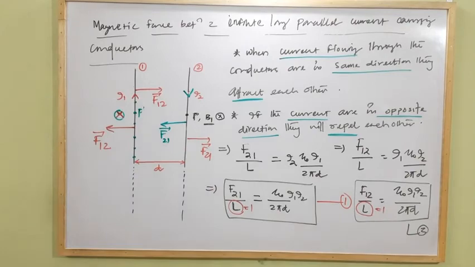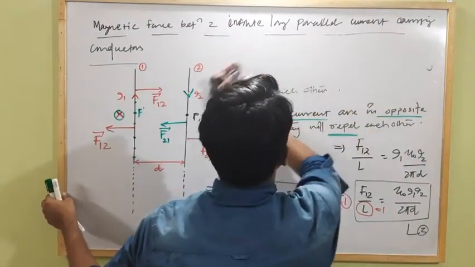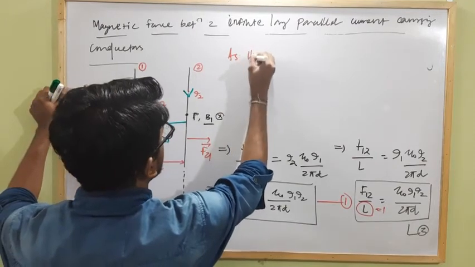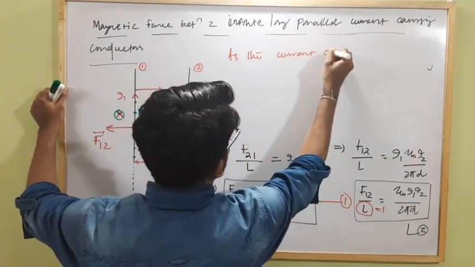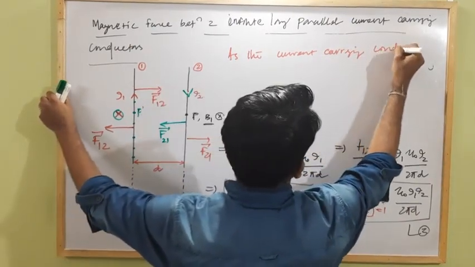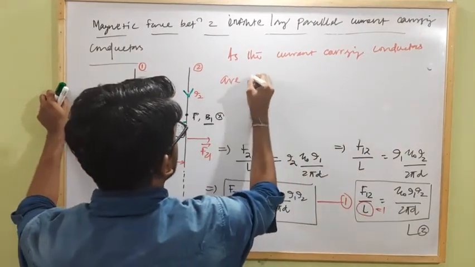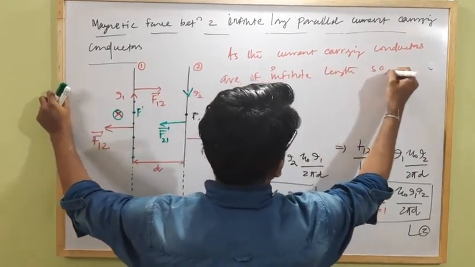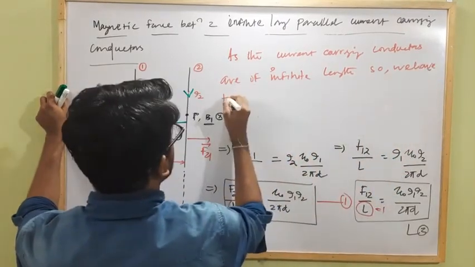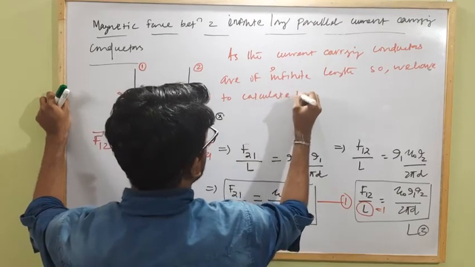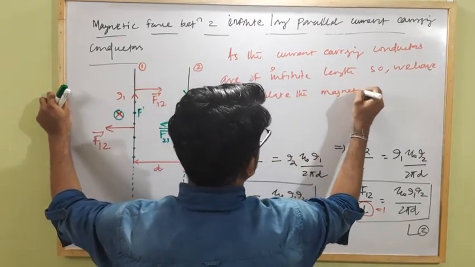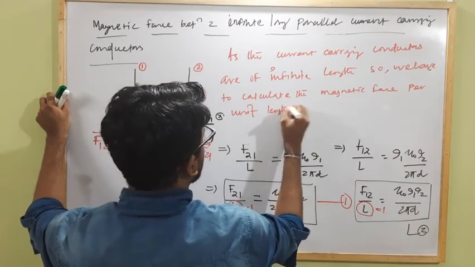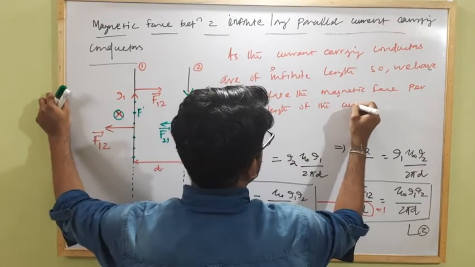So here I can write another point. As the current carrying conductors are of infinite length, we have to calculate the magnetic force per unit length of the current carrying conductor.